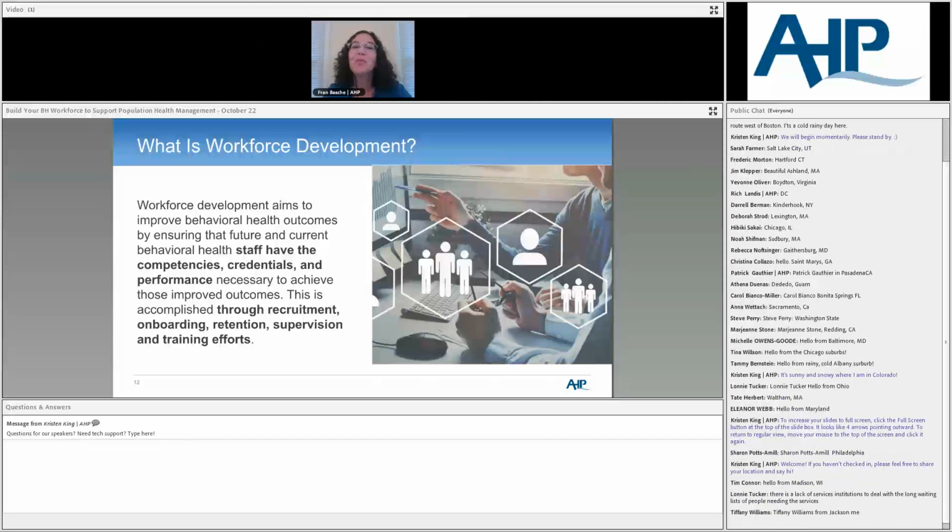So we wanted to just offer you a definition of what workforce development is. Workforce development aims to improve behavioral health outcomes by ensuring that future and current behavioral health staff have the competencies, credentials, and performance necessary to achieve these improved outcomes. This is accomplished through recruitment, onboarding, retention, supervision, and training efforts. A workforce development plan answers the question, what do we need to do to develop our workforce?